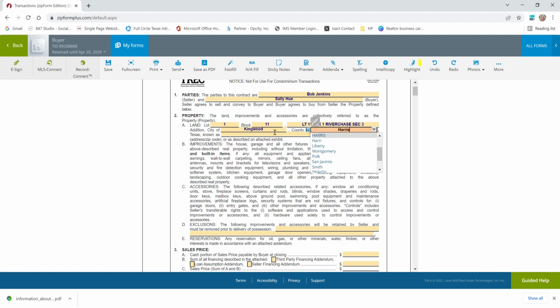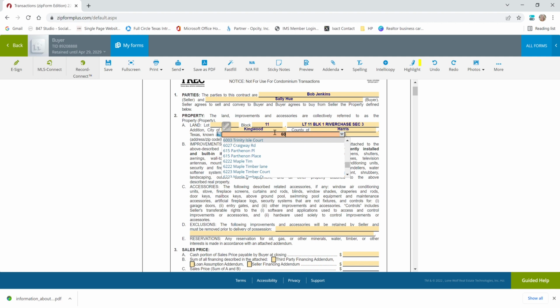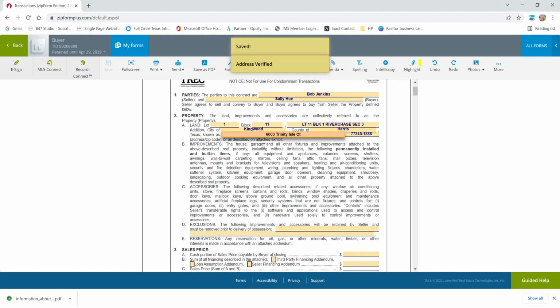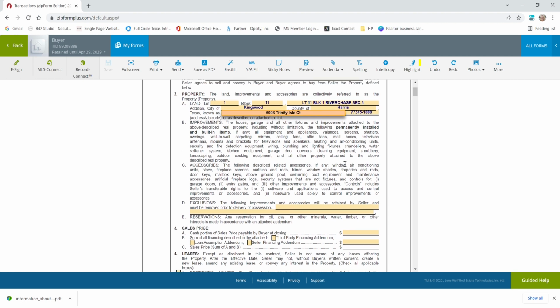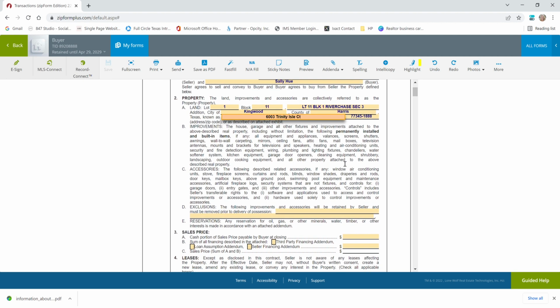Let's put Harris. And we'll put the address, and we will make one up for now. And you have to put the city, the state, and the zip code. Most of the time it'll auto-populate if it's actually in the database. If not, you need to make sure that you are putting the actual street name, the city, and the state, and the zip code.